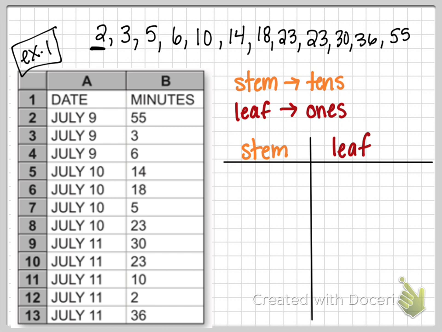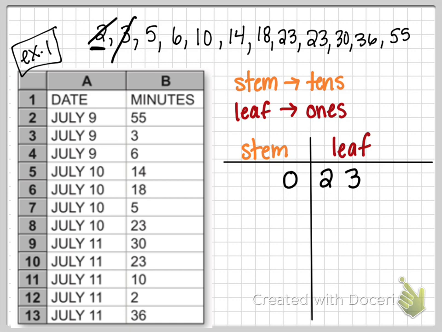Sam, what's the stem? 0. We have 0 tens. And what is our leaf? 2. All right, so we've done that one. What about with 3? What's our stem of 3? Modibo? 0. So 3 is going to go in this same column. Everything that has a stem of 0 will go on this same row. So we would put our 3 here.